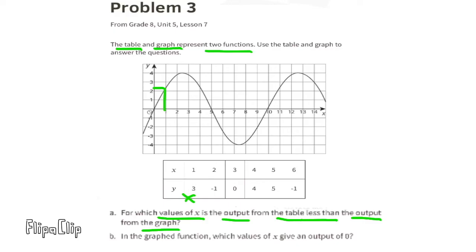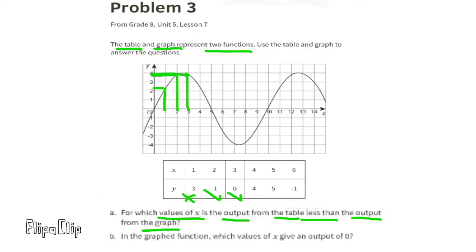On the table, when x is 2, y is -1, but on the graph, when x is 2, y is almost +4. Yes, this one, the table output is less than the output on the graph. For the next one, in the table, when x is 3, y is 0, but on the graph, when x is 3, y is just a little bit less than +4. Yes, this one, the table output is less than the output on the graph.